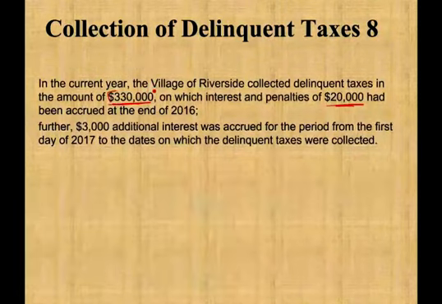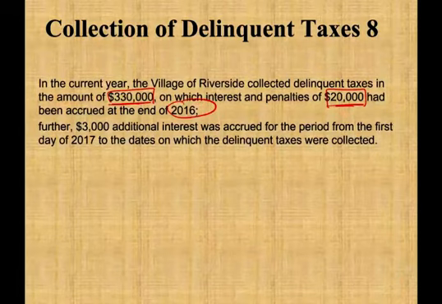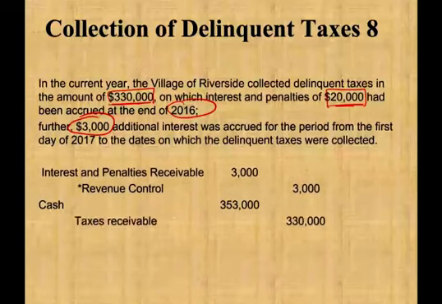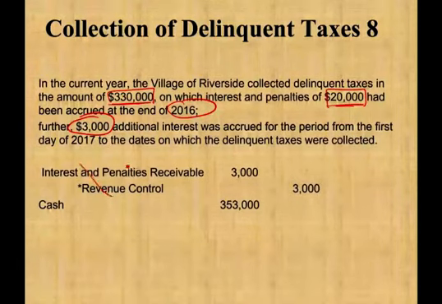Again, we collected 300,000 of taxes and 20,000 of penalties in 2016. Then again, because we collected this money in 2017, there were additional fees that were incurred. So let's look at the cash entry first, okay? So ignore this one for now. So we collected cash 353,000. Let me break it down for you. Where did this 353 come from?